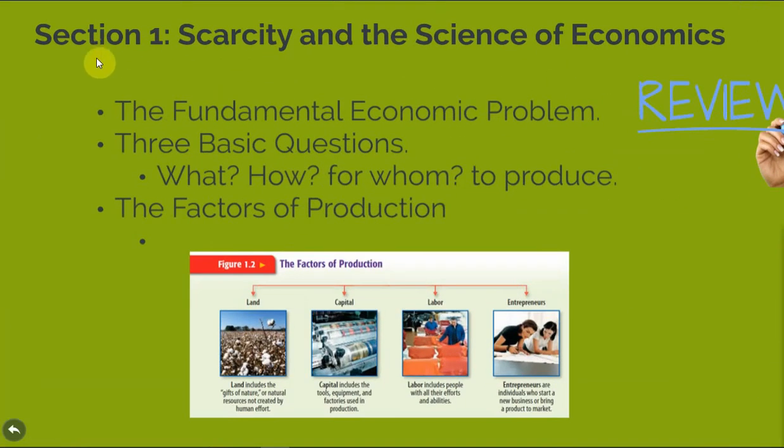In Chapter 1, we start with Section 1, which is Scarcity and the Science of Economics, and this is just a revision. In this section, we have covered the fundamental economic problem and we have answered three basic questions: what to produce, how to produce, and for whom to produce. We also have talked about the factors of production, which are land, capital, labor, and entrepreneurs, and we have explained each one of those in more detail.